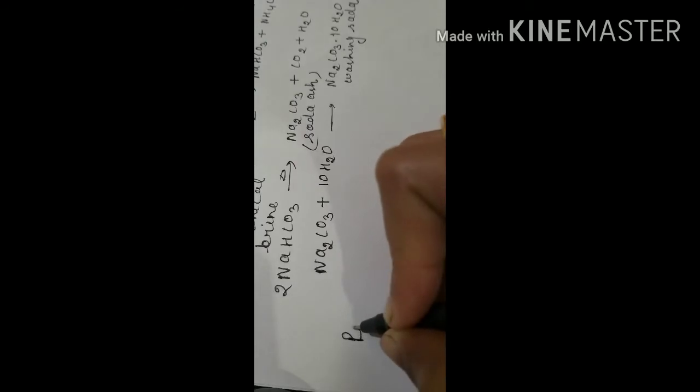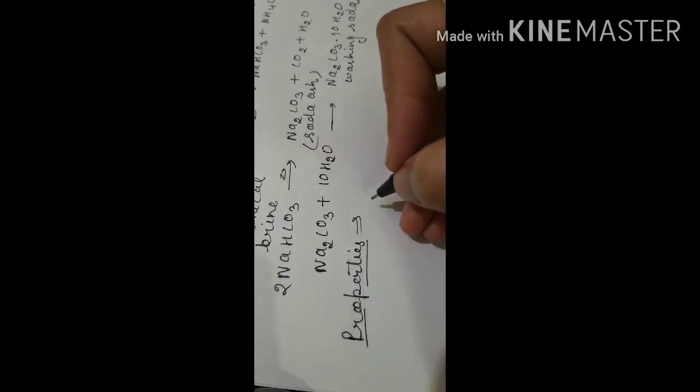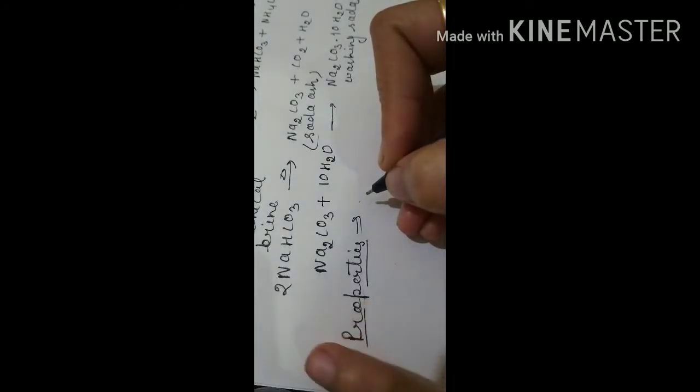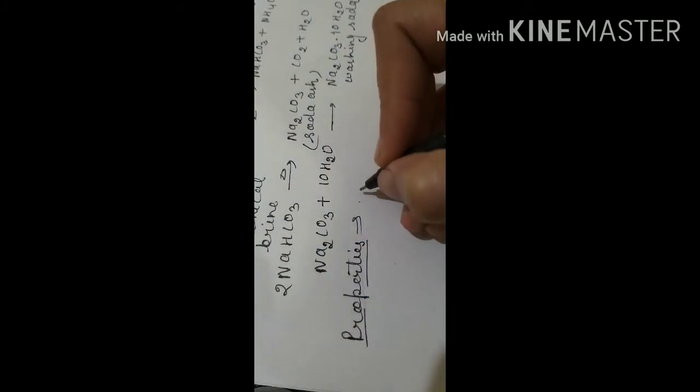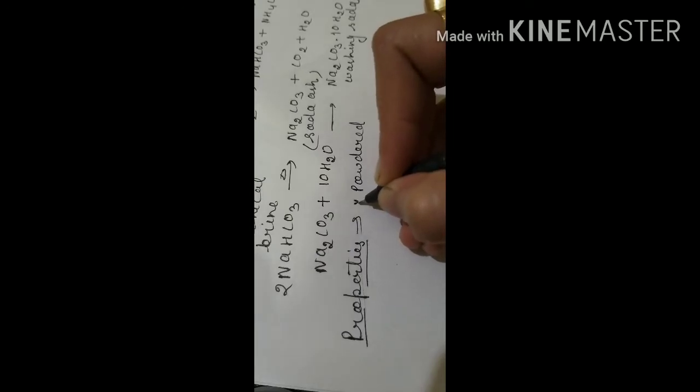Let us talk about some properties. In properties, we simply must know that washing soda is in a powdered form, and it is used for cleaning purposes. This is the first property: it is in the powdered form.